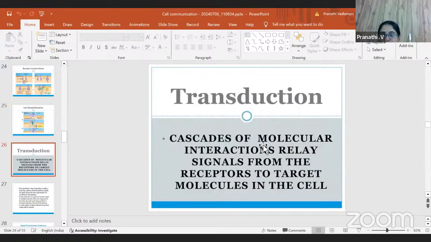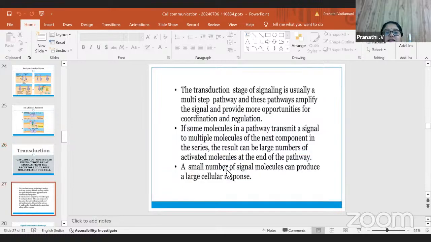So what happens in the signal transduction pathway? Molecular interactions are going to relay the signal. It's usually many steps together, and signal amplification is there. One molecule can, for example in the cAMP pathway, go and activate many. That is why it's known as a cascade reaction. It transmits the same signal to many more molecules, resulting in a large number of molecules that have been activated with a specific function for the cell to give a response.